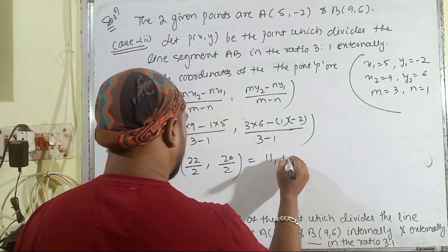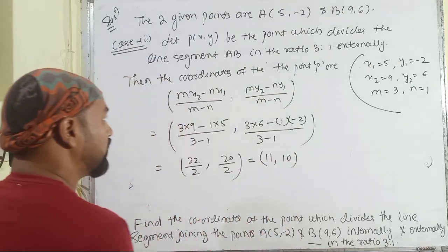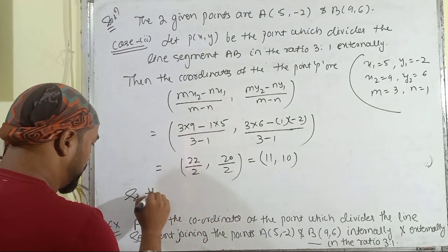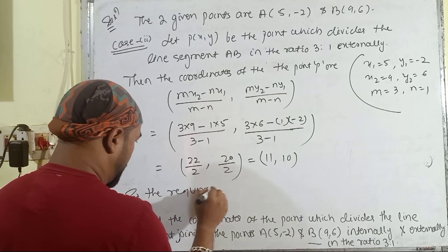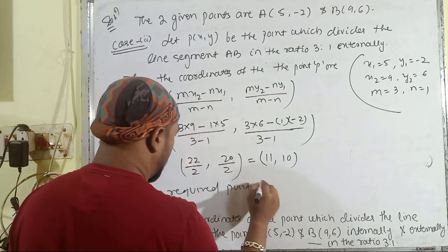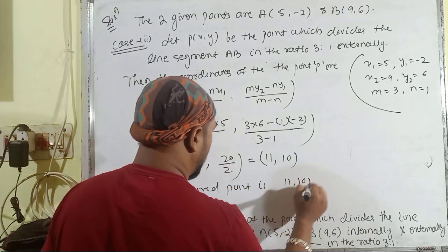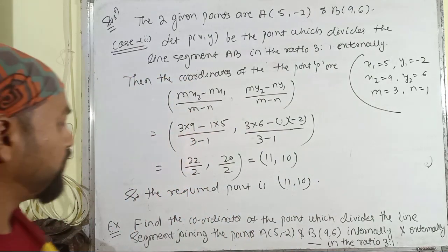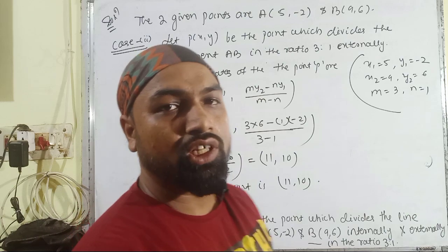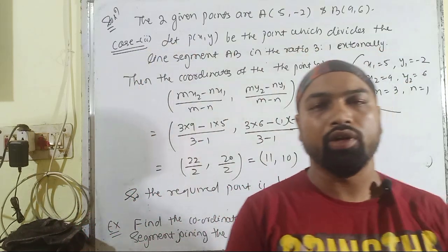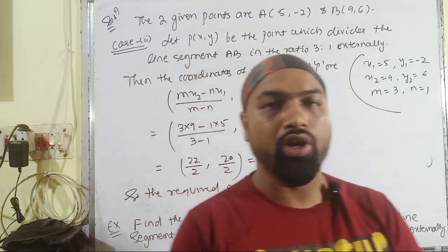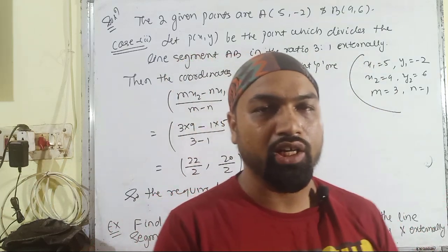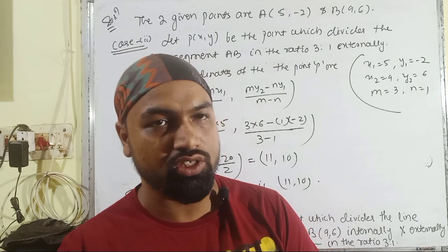It is 11, and 10. So here is the required point. The required point is (11, 10). So here is the problem based upon the internal division and external division. Here we have evaluated the coordinates of the point P which divides the given line segment AB in the ratio 3:1 externally as well as internally.